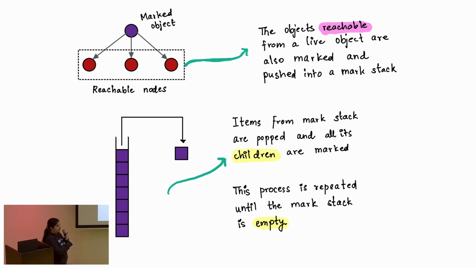This is again a breadth first search, as we saw in the minor GC. So the objects that are reachable from a live object are also marked and put in the mark stack. This process repeats until we have marked everything. We pop an object from the mark stack, we mark all its children, so they go to the mark stack again. This goes on until the mark stack is empty. At the point the mark stack is empty, we know that the marking phase is over.